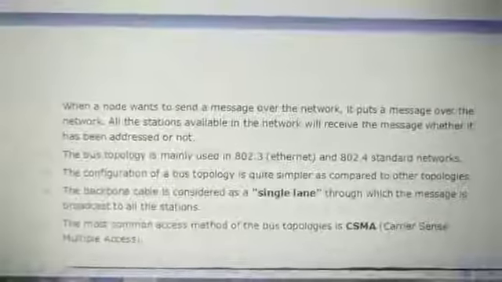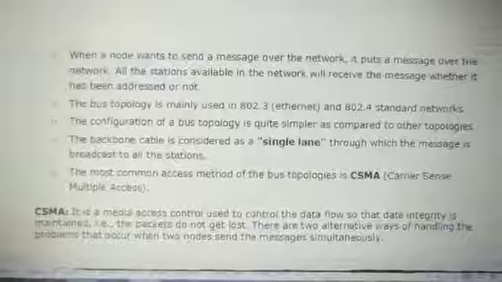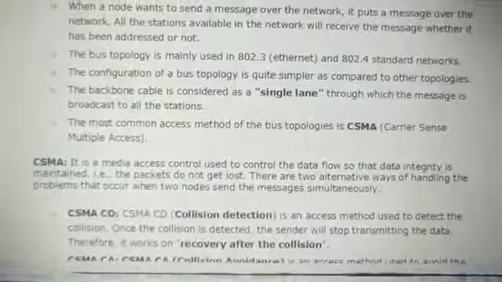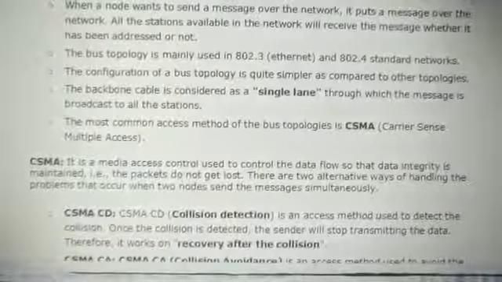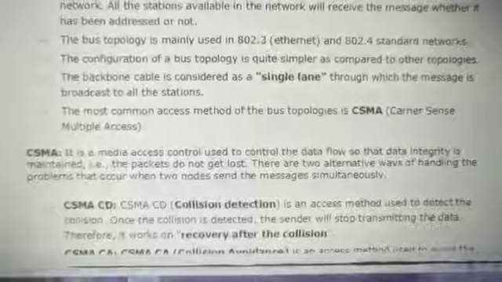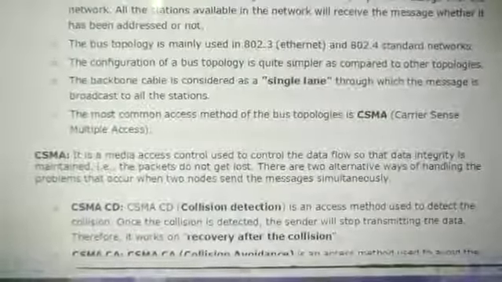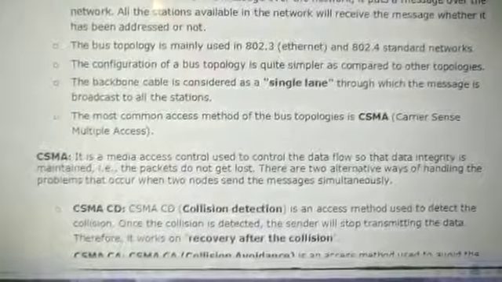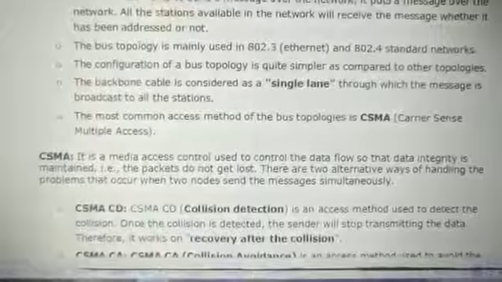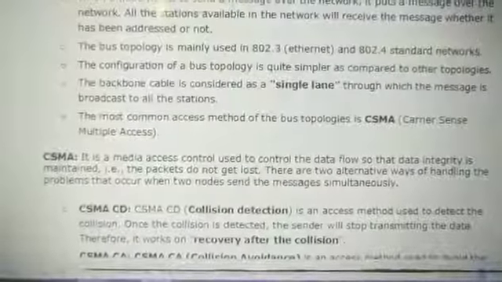This is a kind of protocol. We will explain these things in detail in another video, but I'm giving you just the concept of it. So what is CSMA? It is a media access control used to control the data flow so that the data integrity is maintained. It means that it is maintained in such a way that no packet of information gets lost.